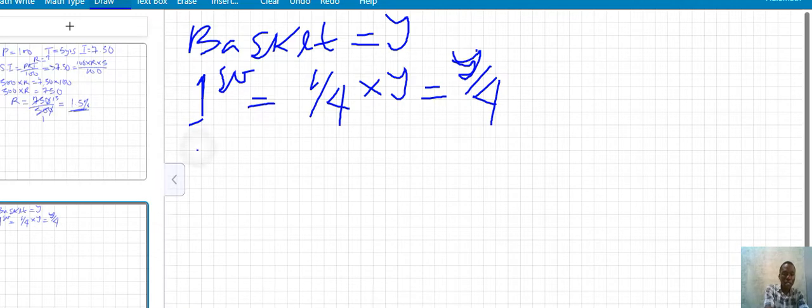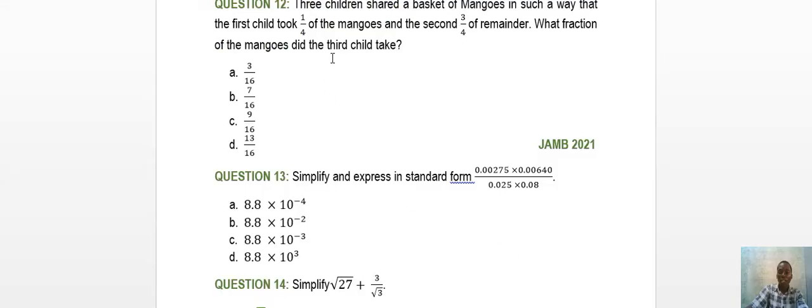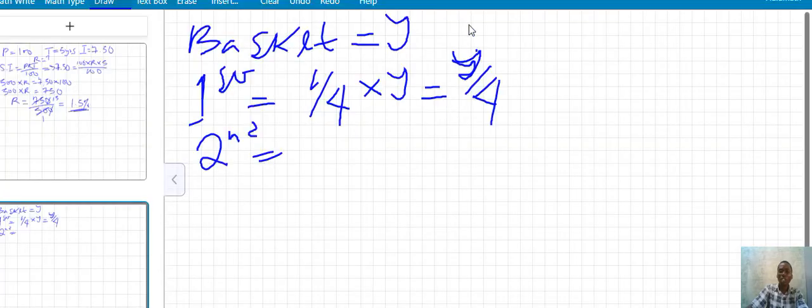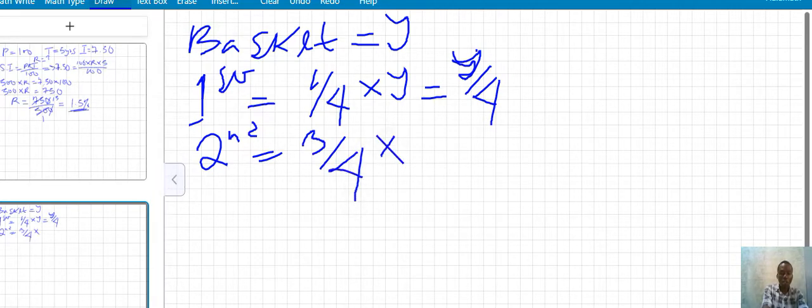Now the second child, we are told that the second child has, let's go back to the question. The question says the second child takes 3 over 4 of the remainder. So when the first child finished taking his part, the second child took 3 over 4 of the remainder. Now, if the first child has taken his own part, the second child is going to take 3 over 4 of what is left after the first child takes.